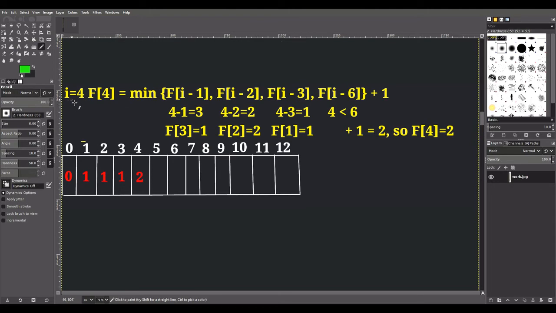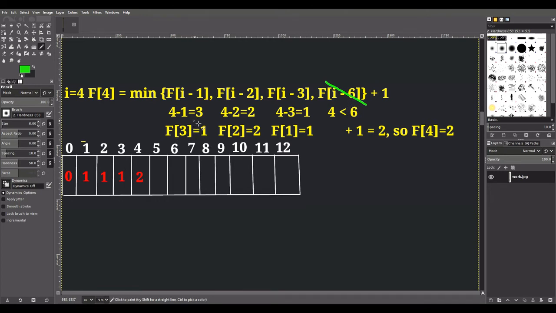i equals 4, so f of 4 is equal to the minimum of f of i minus 1, f of i minus 2, f of i minus 3, or f of i minus 6 with a 1 added at the end. So 4 minus 1 is 3, 4 minus 2 is 2, 4 minus 3 is 1, but again, 4 is still less than 6, and that gives us an index that's out of range, so we can't use that.